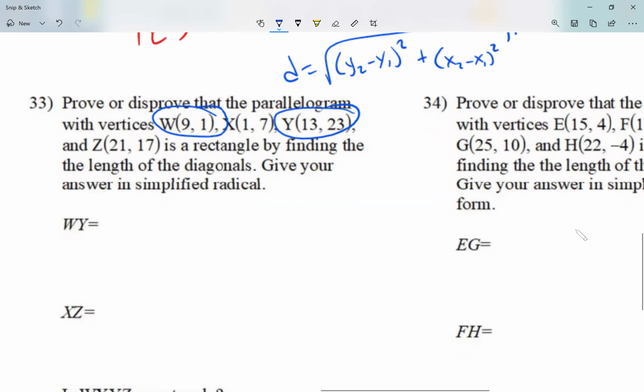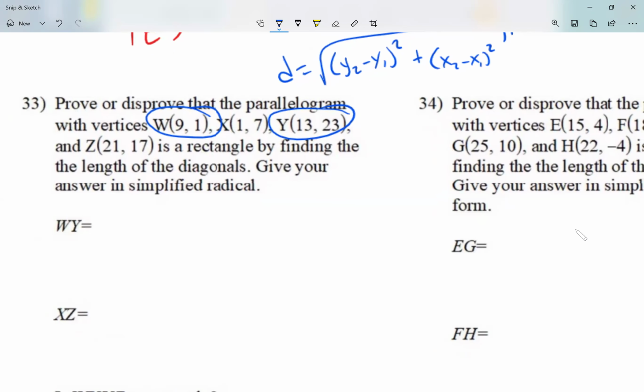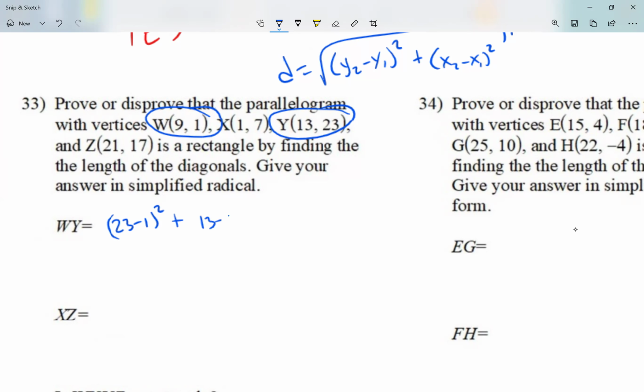So here on WY, first of all, let me subtract the y's. I do want to avoid negatives, so I'm going to start with the bigger number. Remember, flipping the order only works on distance, not slope. So let me subtract the y's: 23 minus 1, and my answer is going to be all squared. Plus, let me subtract the x's: 13 minus 9 all squared, and this is going to be inside a square root.